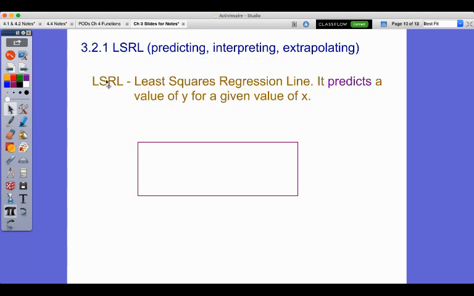We call it the least squares regression line. That's what LSRL stands for, okay? It is a prediction equation. It predicts a value of y for a given value of x. And what we do is we fit it to a scatter plot. So we have a bunch of scatter dots that we talked about. There's a line that seems to fit it best. And mathematically, the least squares regression line is the line that fits it best. And we'll talk more about what that means in the next video.